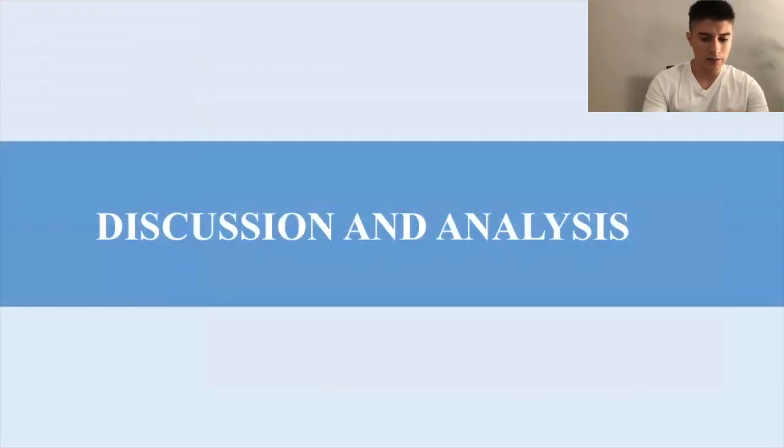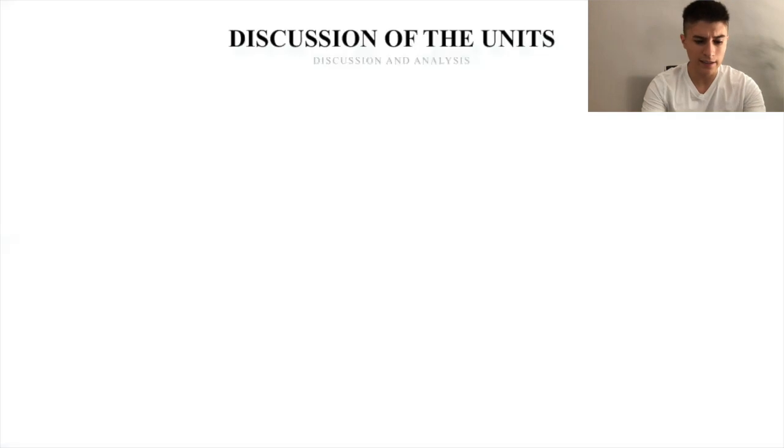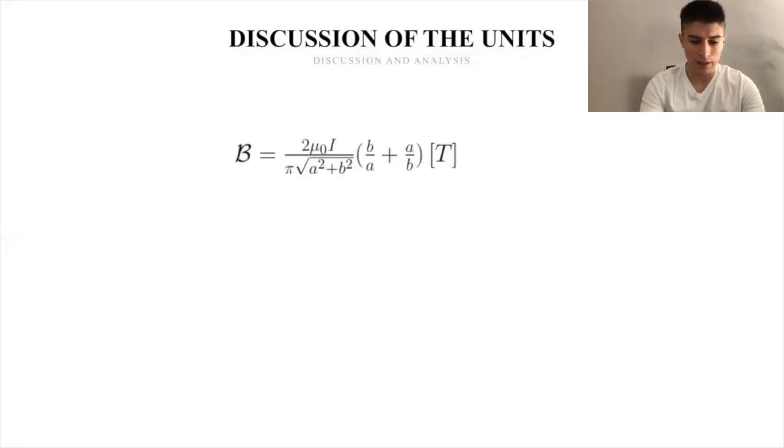Now we will proceed to the next section, discussion and analysis. First of all, we are going to start discussing the units of the result. Here you can see our result, and it has to be expressed in Teslas, the International System unit. However, 1 Tesla is equivalent to 1 kilogram divided into ampere to the second to the square. From here will come our deduction.